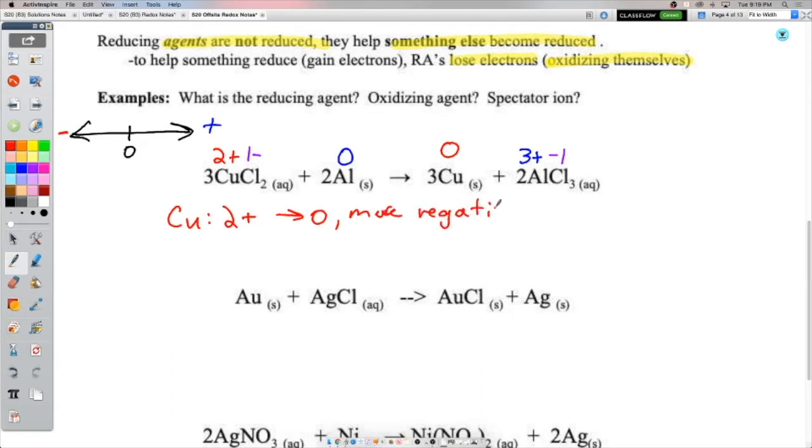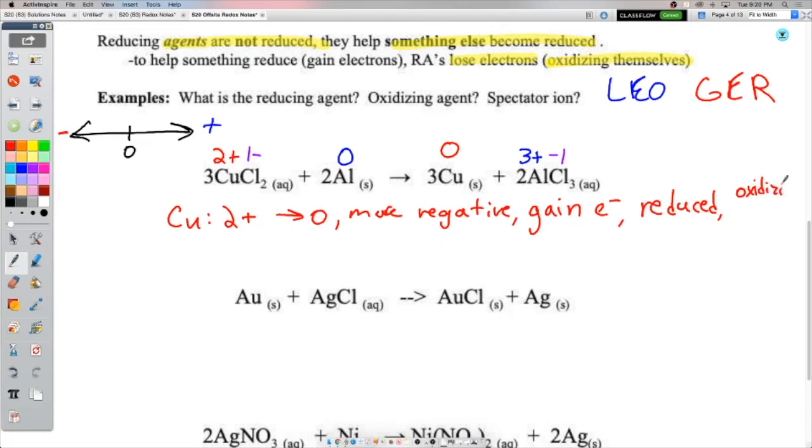And to get more negative, do you have to gain negative electrons or lose them? You have to gain negatives to get more negative, right? So gain negative electrons, and Leo, grr. Leo the lion says grr. So if you gain electrons, you are being reduced. Okay, so it is being reduced. What kind of agent does that make it? If it's being reduced, what kind of agent is it? Well, by gaining some electrons, it's helping something else lose electrons. So it is actually an oxidizing agent.